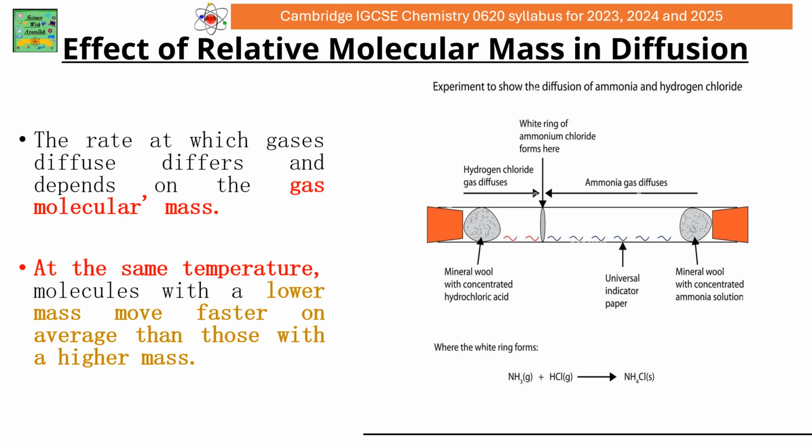The ammonia and hydrochloric acid fumes react when they meet, producing a white smoke ring of ammonium chloride. This smoke ring is made of the particles of solid ammonium chloride. The fact that the ring is not formed halfway along the tube shows that ammonia, the lighter molecule of the two, diffuses faster.